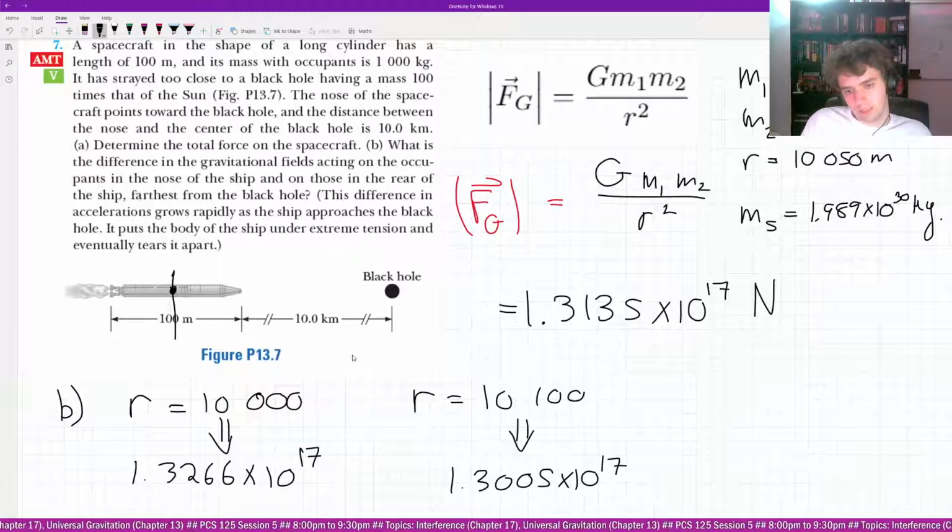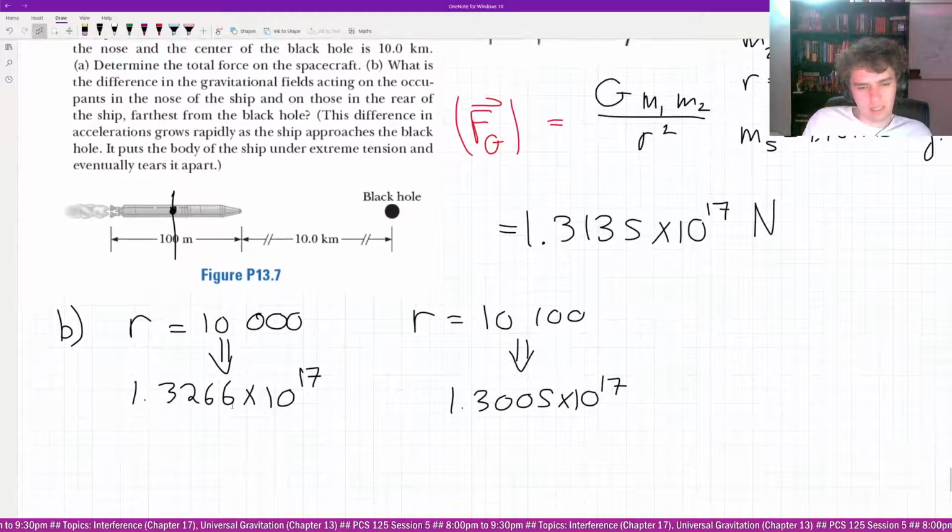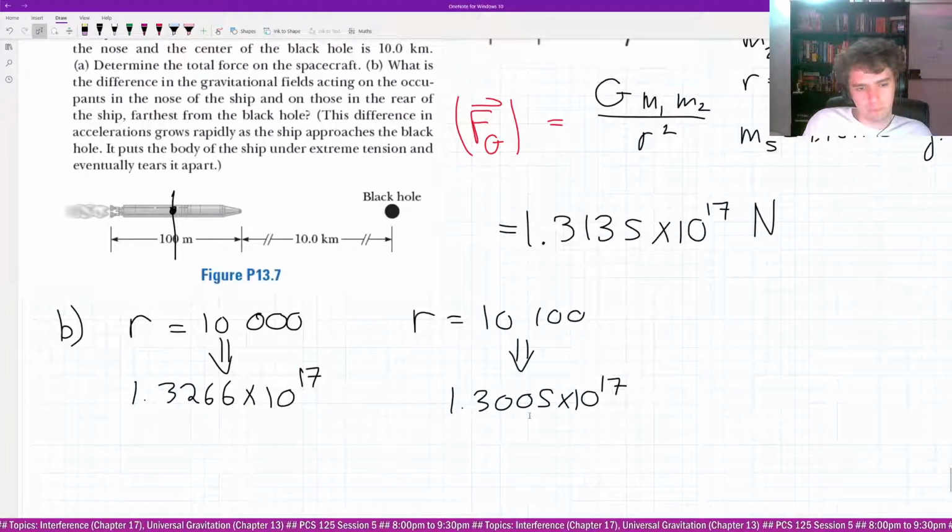So the difference is... Whoa, that cannot be right. It's supposed to be a big number. How is that a big number? Why is it to the 15? Because it's a black hole, so the force exponentially increases. If you read the next thing, it says the difference in acceleration grows and puts the body of the ship under extreme tension.